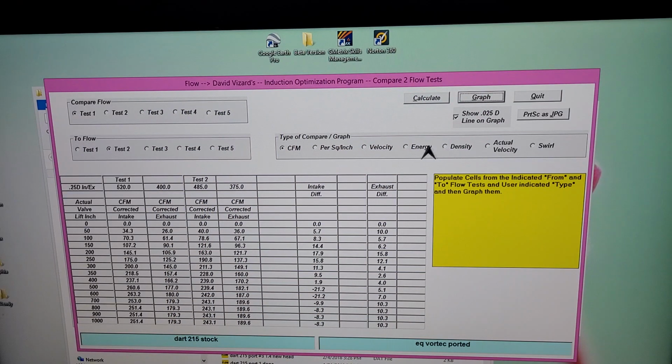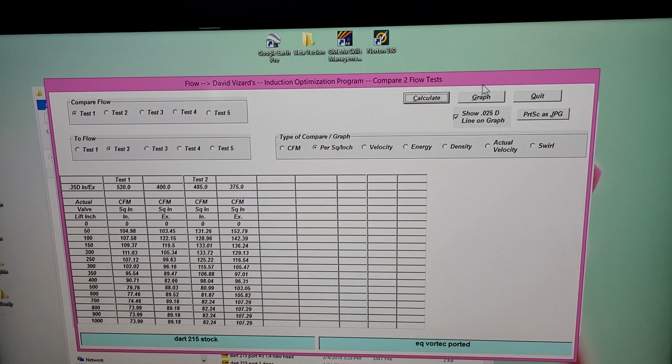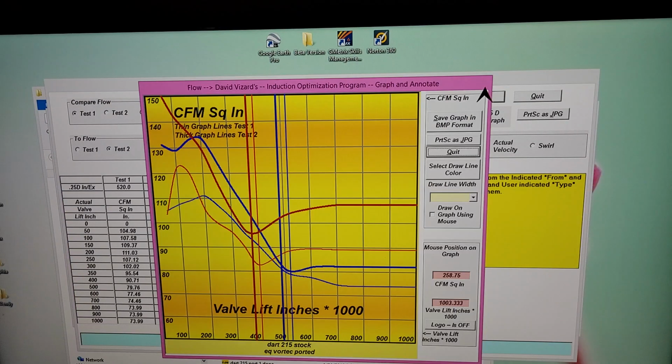Okay, let's take a look at per square inch CFM. Now what this is, basically what we're looking at right now is the efficiency at the valve seat.